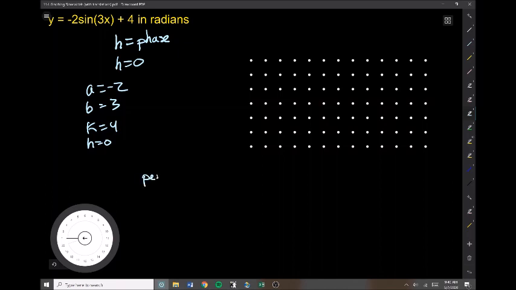So the period of this function, I'm graphing it in radians, so it's 2 pi over b, which is 2 pi over 3. We had one of those last video, actually. The scale is always going to be the period divided by 4, which is 2 pi over 12, which is pi over 6. So I'm going to be counting by pi over 6s.